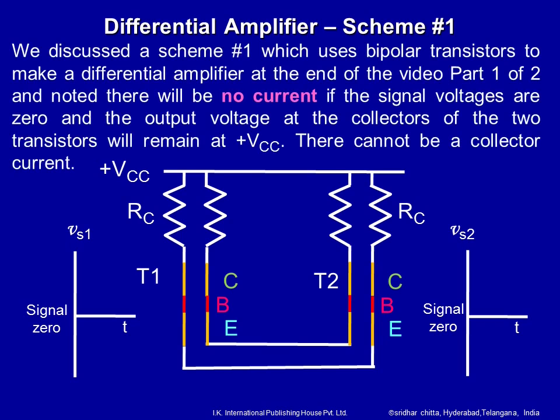We discussed scheme 1, which uses bipolar transistors to make a differential amplifier, at the end of the video part 1 of 2, and noted there will be no current if the signal voltages are 0, and the output voltage at the collectors of the two transistors will remain at plus VCC. There cannot be a collector current.